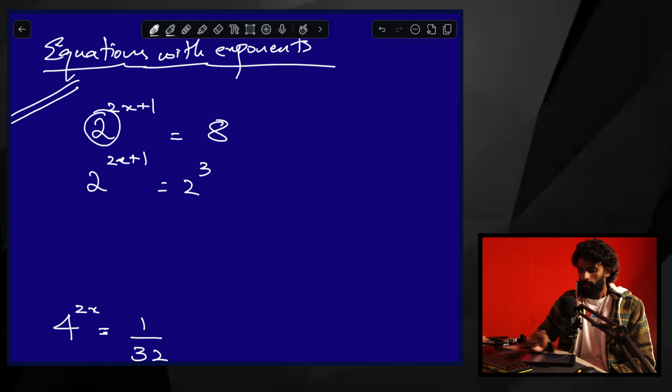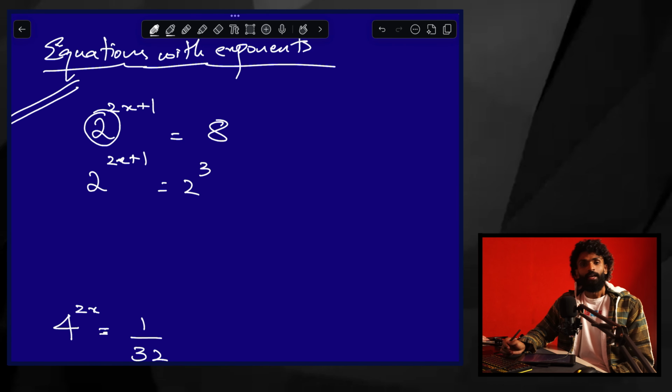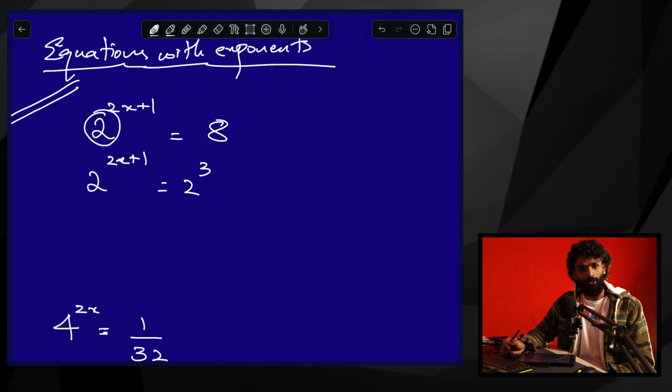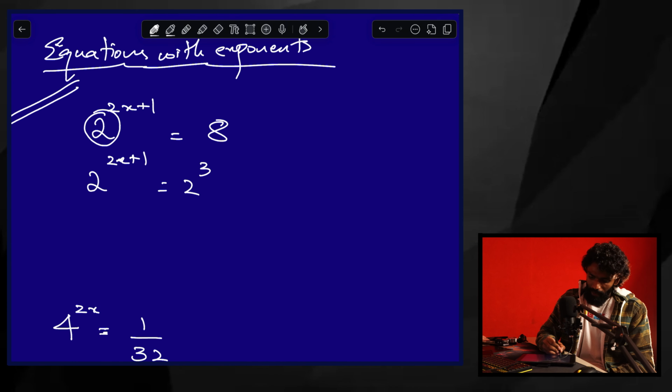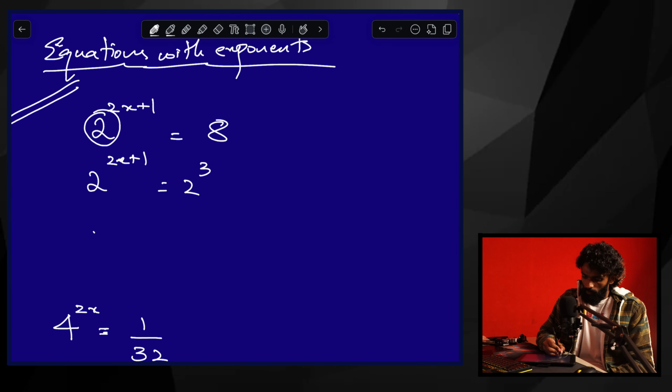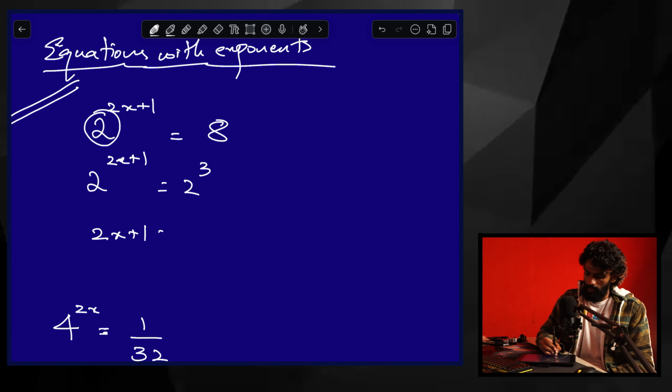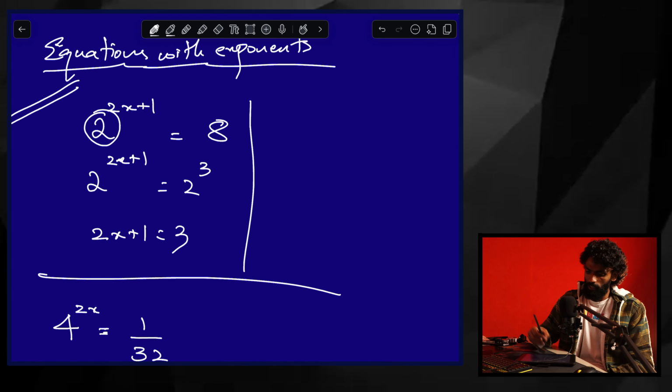Now, we'll apply the rule. The rule says if the bases are the same on both sides, we equate the powers. So the bases are the same, we ignore them, and we equate the powers. 2x plus 1 is equal to 3. Can you find the value of x using this? 2x is equal to 3 minus 1, which is 2, the 2s get cancelled, and the value of x is equal to 1.